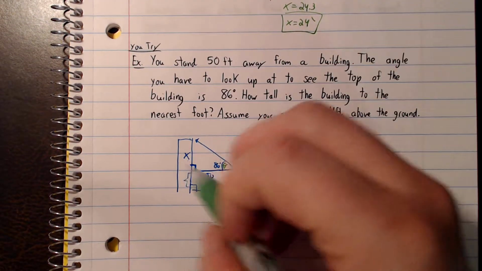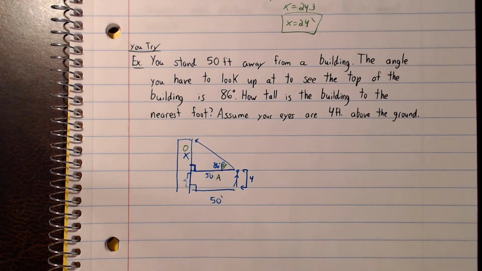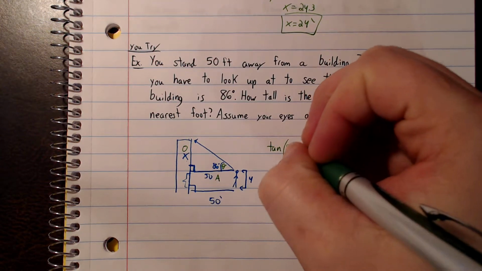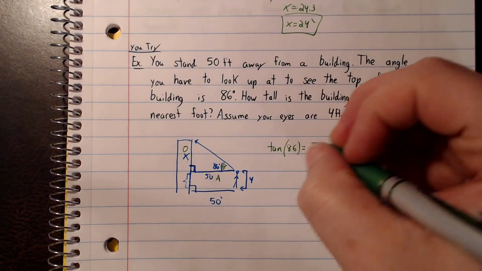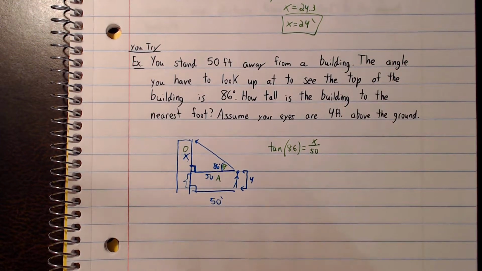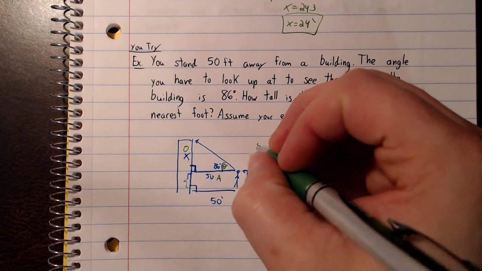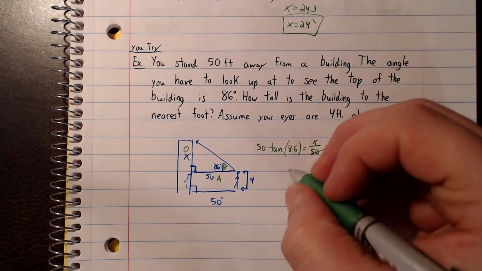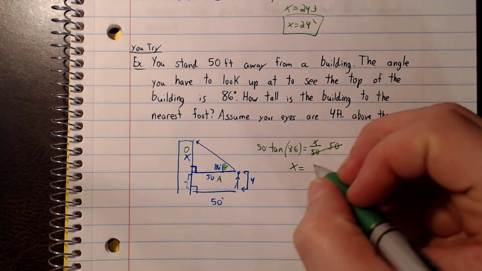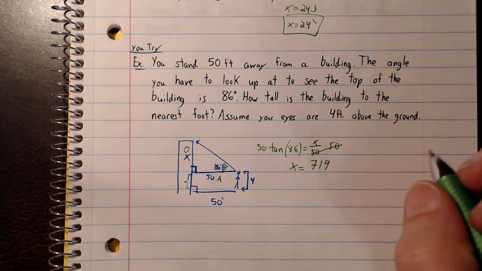We label the sides that they give us, right? They give us the adjacent and the opposite. So now we're thinking tan of 86 degrees equals O, which is X, over A, which is 50. 1-step problem here. Multiply tan of 86 by 50. And what the calculator ends up telling us, rounding properly, is 719 feet.